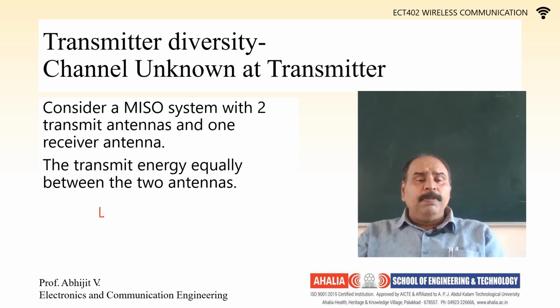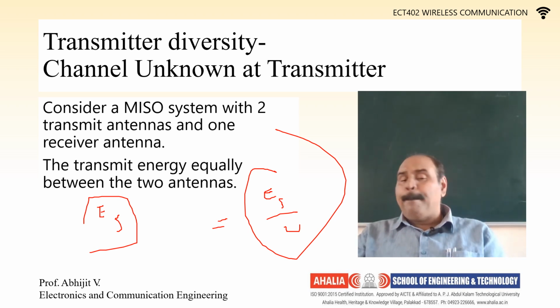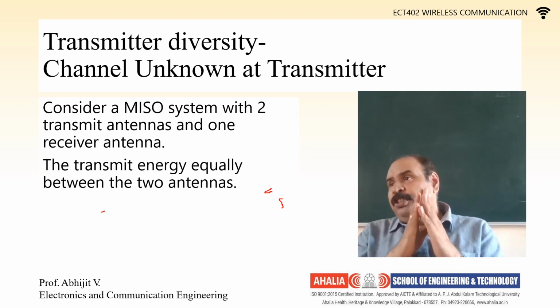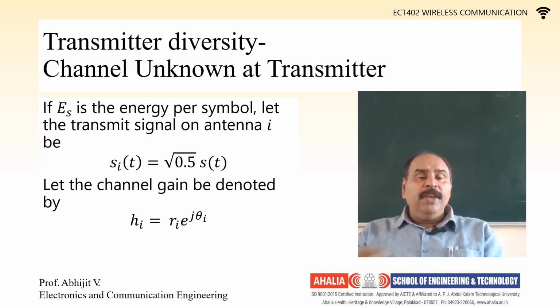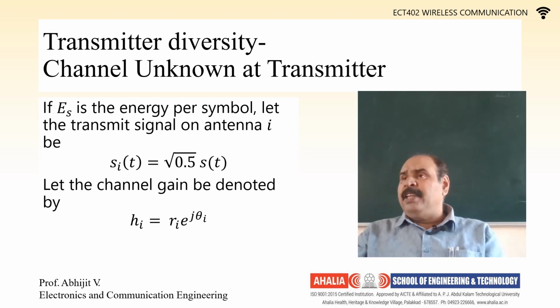So let us consider Es to be the energy. If 2 is the diversity order, this energy is divided among the transmit antennas, so we get Es by 2 for each transmit antenna. We have two antennas, and we are equally dividing the transmit energy between them. If Es is the energy per symbol, let the symbol on antenna i, where i is equal to either 1 or 2, be S of 1 and S of 2. We are considering only two cases.